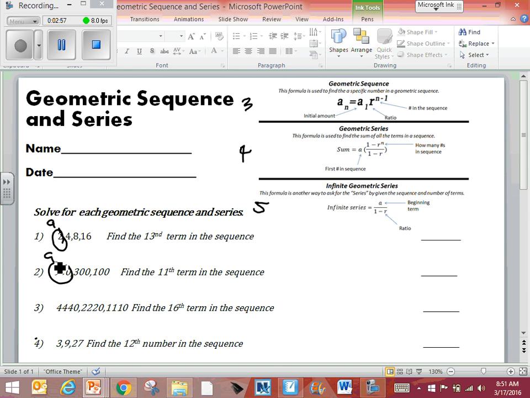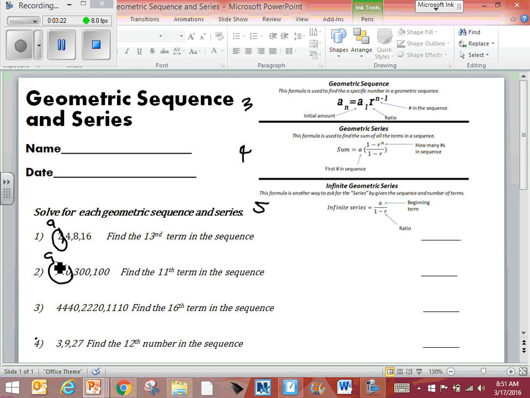Then the last thing we're going to do is, depending on the problem we're using, we'll need to know which formula we're using. So let's see. I didn't want to go in order, but I guess I am. Here it comes. Solve each geometric sequence and series. Find the 13th term in the sequence. Geometric sequence. All right. So series.